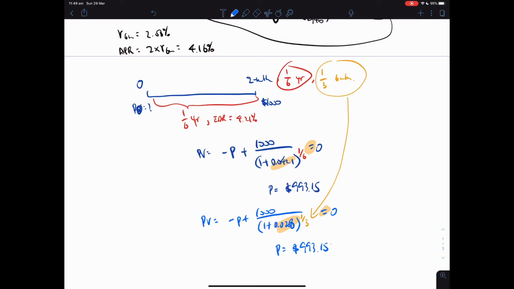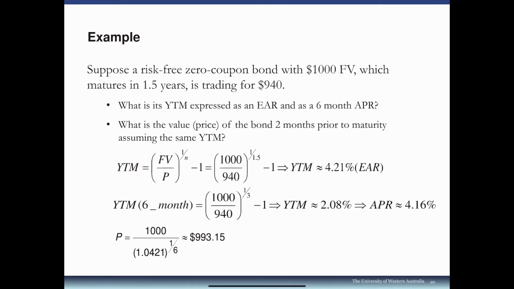All right, let's draw the timeline. So that means the value of the bond 2 months prior to maturity will be 993.15, which is higher than what's originally at 940. You can think about, okay, why is that the case? As now we are approaching the maturity, why is the price a lot higher?